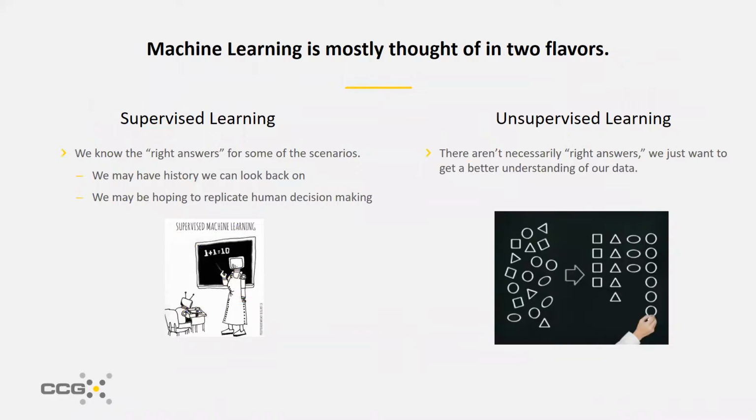There are generally two flavors of machine learning. The first is called supervised learning. In supervised learning, we have a right answer that we can give the computer. That might be because we have some historical data that we can look back on and say, in the past when this was done, this was the correct outcome. And then the computer can go and learn the patterns that led to that outcome and make predictions in the future. Or the second might be hoping to replicate human decision making, right?